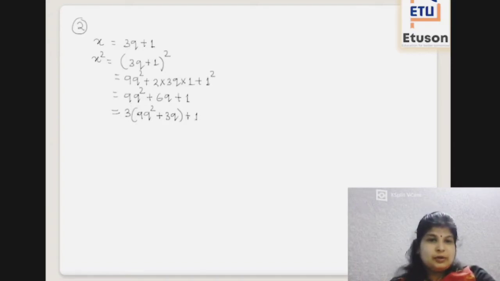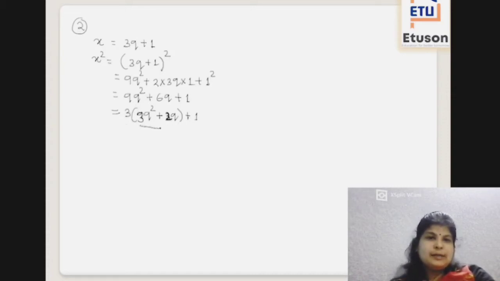So here 3 you have taken. So 3 into 3q square plus here 2q. Correct. 3 into 3q square plus 2q plus 1. Correct. So because we have taken 3 as common, here it will be 3 into 3 is 9, and 6 into 6, from 6 you have taken 3, so 2. So this is the answer.